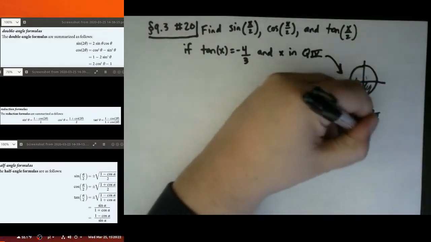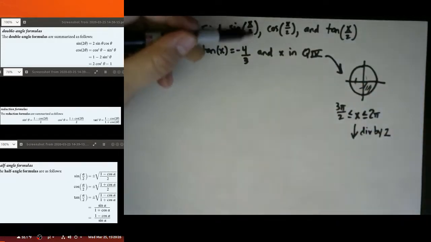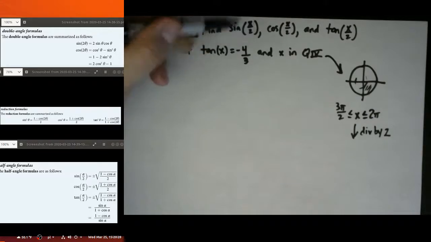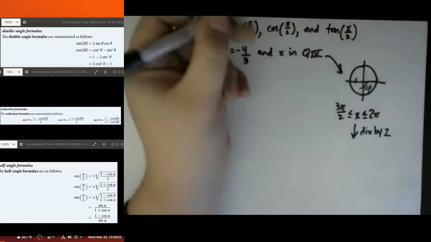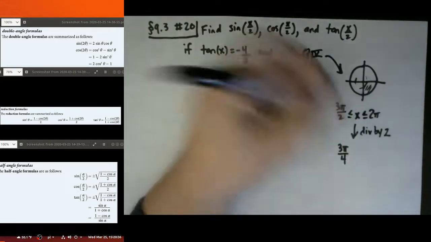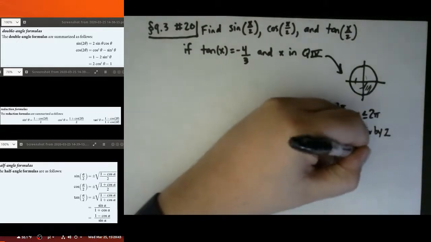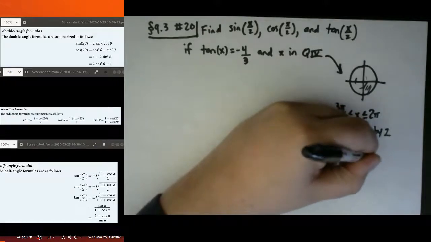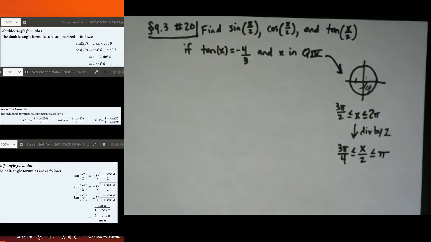Now, inequalities act like equalities. If I divide by 2 here, because that's what I'm going to need to know about if I'm going to talk about sine of x over 2, for example, I have to do it in all 3 parts. So I'm going to divide the first one by 2, and I'll get 3 pi over 4, because dividing by 2 is the same thing as multiplying by 1/2. The middle term is going to be x over 2, and the right-hand side is going to be pi, because 2 pi divided by 2 is just pi.